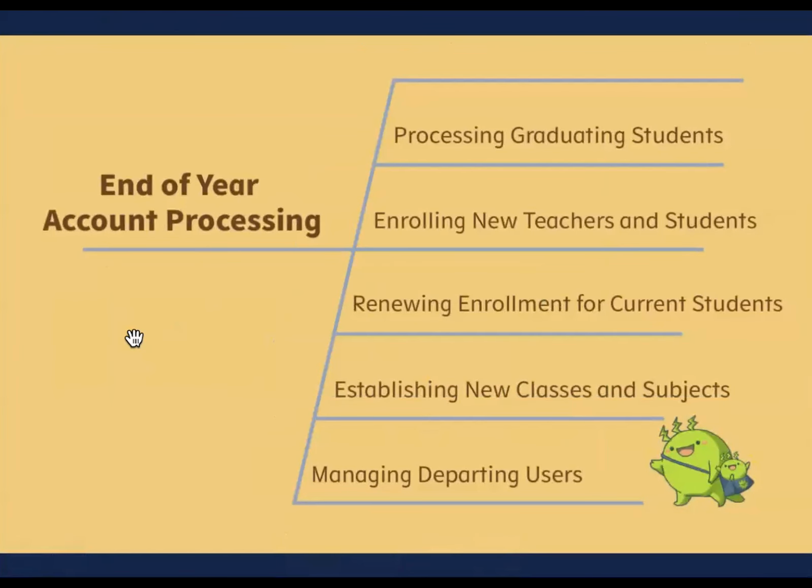So finally, end of year account processing. The steps are: process graduating students, enroll new teachers and students, renew enrollment for current students, establish new classes and subjects, and then manage departing users. For the first step and the last step, if you don't have any students who graduated this year, you can skip it. Or if you don't have any departing users, you can skip it too, but you do have to click on it before we skip it.